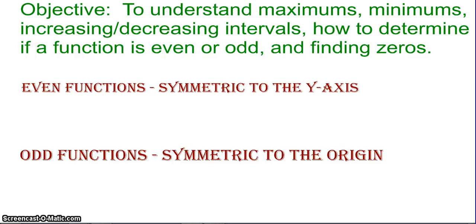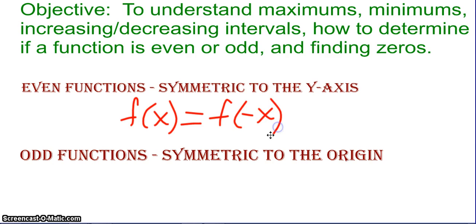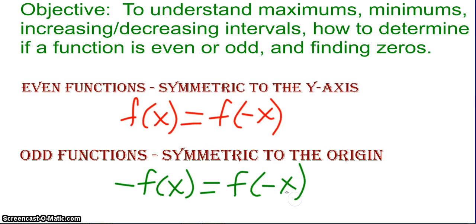Analytically, we can prove that a function is even, or symmetrical to the y-axis, by showing that f of x, the function with respect to x, is equal to f of negative x. Odd functions are symmetrical to the origin. So again, visually that's relatively easy to see, or again it's easier to see if it is not symmetrical to the origin. But analytically we can prove that something is odd if negative f of x equals f of negative x.